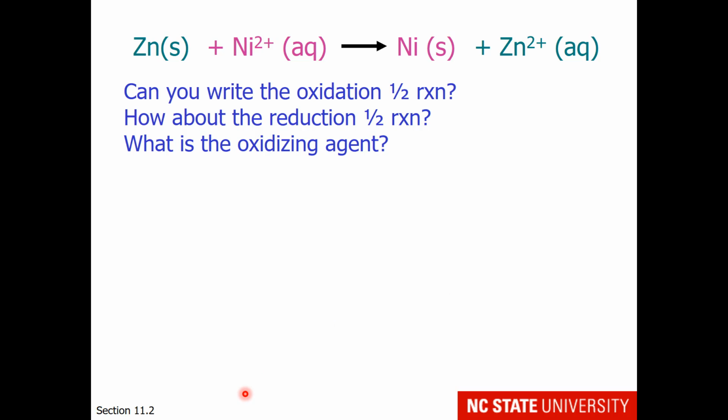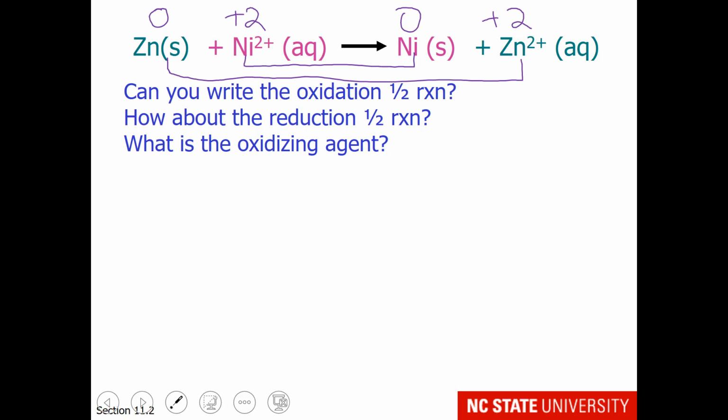So here is the same exercise, but in a little bit slower motion. Can you write the oxidation half reaction, the reduction half reaction, and what is the oxidizing agent? We need to start by getting the oxidation state of the materials involved. Now that I have the oxidation states, the elements are at 0 oxidation states. The monoatomic ions are at the oxidation state of their charge. Let's look at the two pairs. We have zinc at 0 oxidation state going to +2. We have nickel 2 plus going to oxidation state 0.